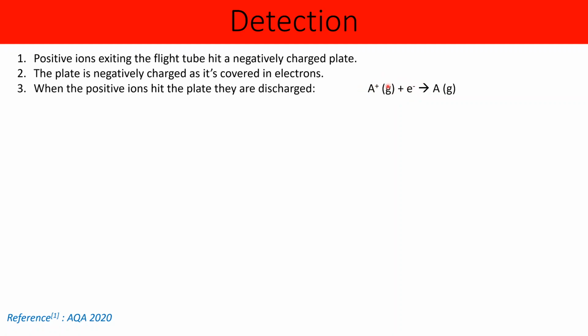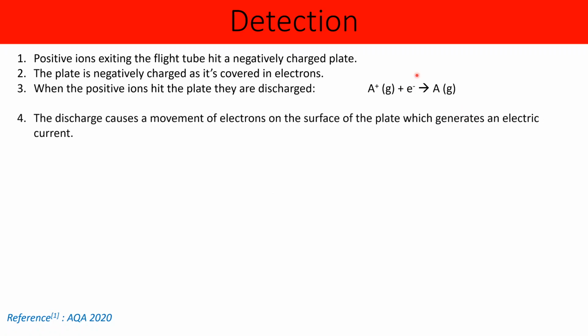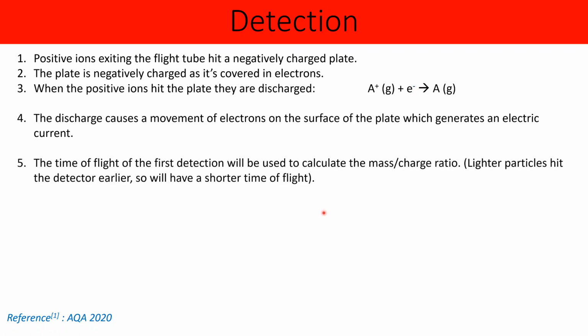See how it's charged here? Gains an electron. Well, it was positive, positive plus a negative, neutral. No longer got a charge, so it's been discharged. Now, when they pick up that electron off of the negatively charged detector plate, that's going to generate a movement of electrons on the surface of the detector plate. And the greater the movement of electrons, the bigger the current that's generated, and therefore the more ions that must have been discharged and the more ions there must have been. So that's going to be proportional to abundance.